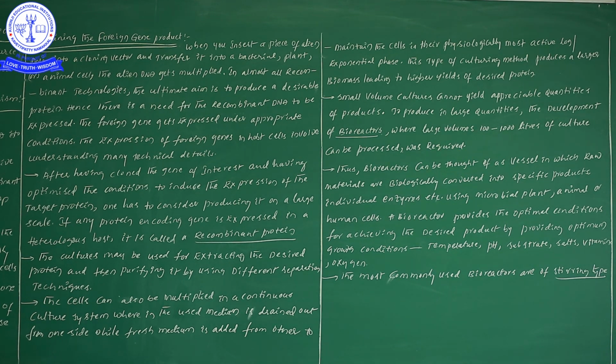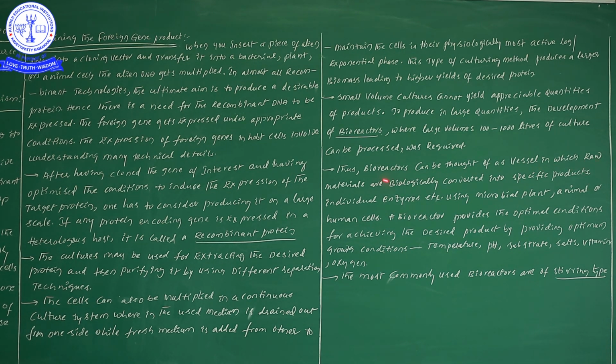So that is the information. Next one, bioreactors can be thought of as a vessel. Already I said, bioreactors are nothing but vessel-like structures, stainless steel as well. In the Microbes in Human Welfare chapter, they have mentioned these bioreactors as stainless steel vessels in which raw materials are biologically converted into specific products. Don't forget. Suppose you would like to get a suitable product, here we have to create suitable conditions for the growth of the host.